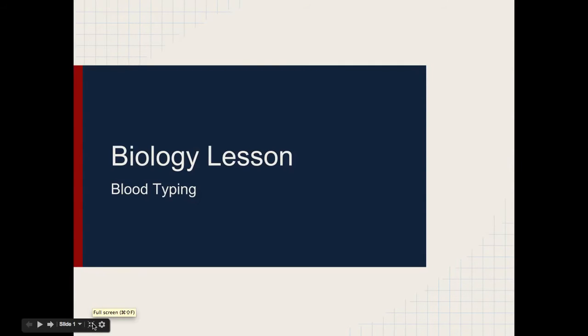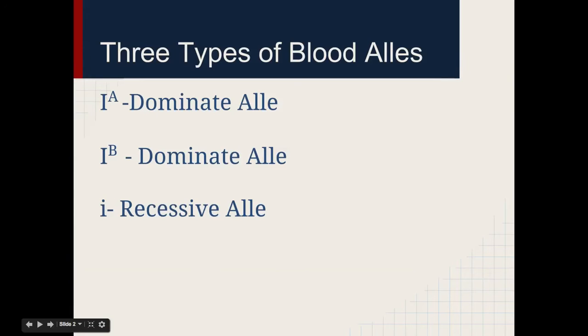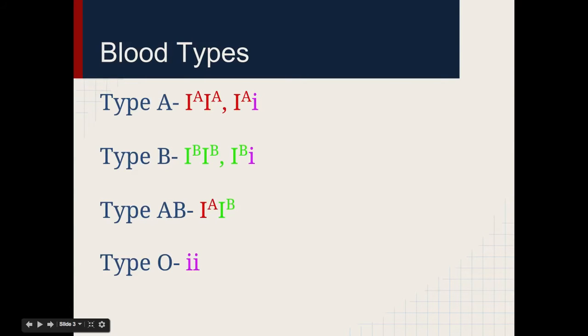This is a blood typing lesson from biology. You have three types of blood alleles: IA, which is a dominant allele, IB, which is also a dominant allele, and little i, a recessive allele. So if IA or IB is showing in a gene, then this little i will not show.